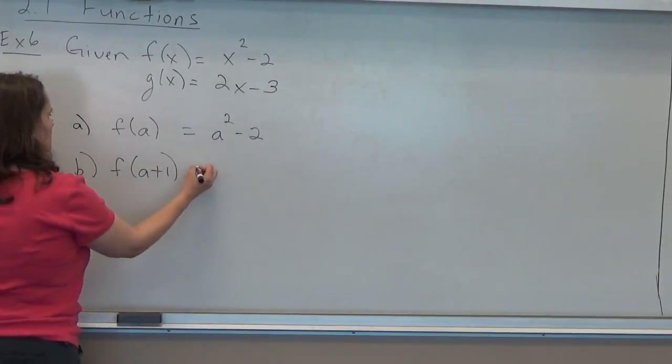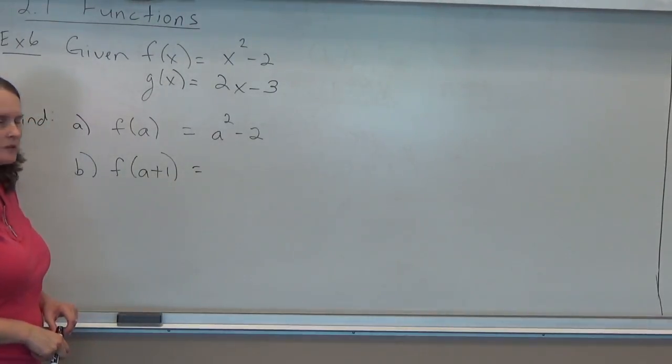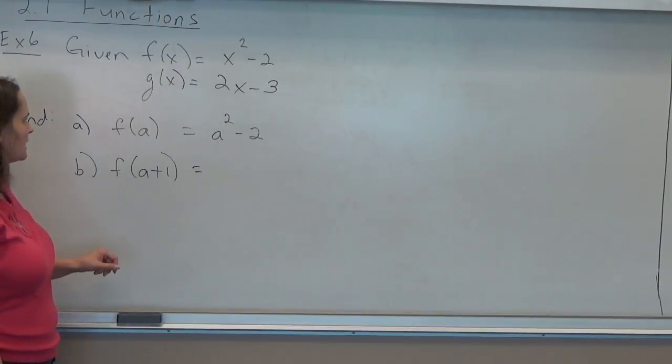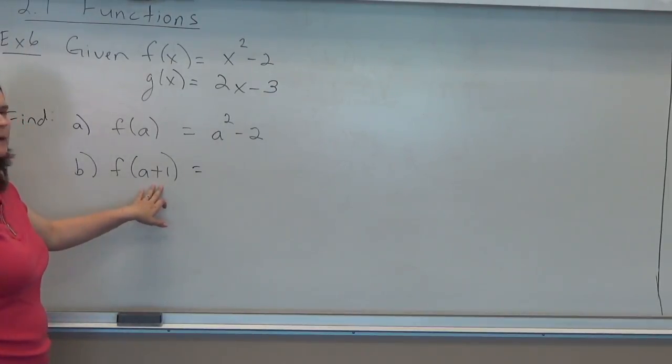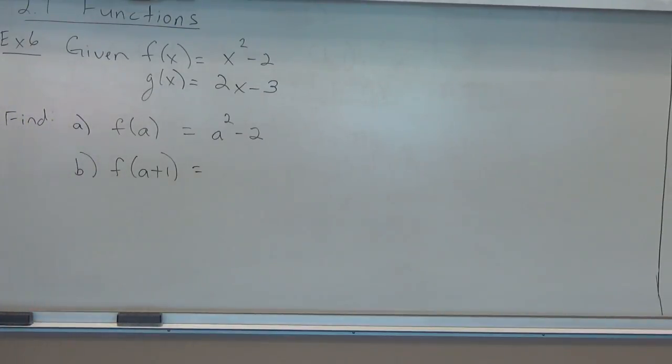In part B, I've got f of a plus 1. So I'm going to let you think about this for a second. You need to find the f function. You want to replace the original x with the a plus 1 and then simplify that. So go ahead and try that. Pause the video.